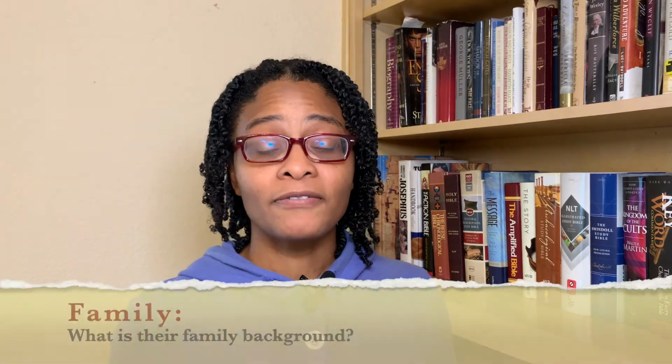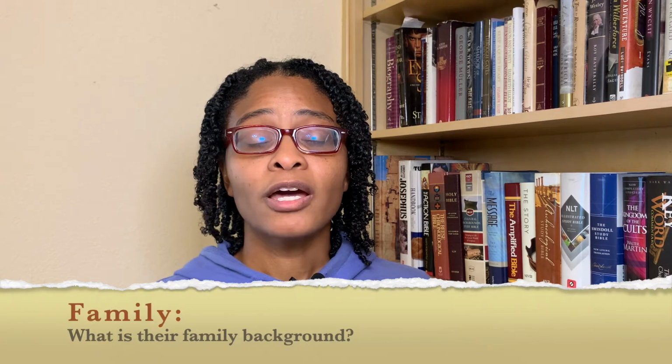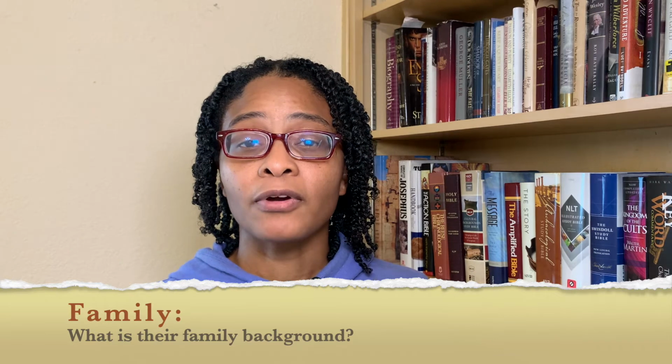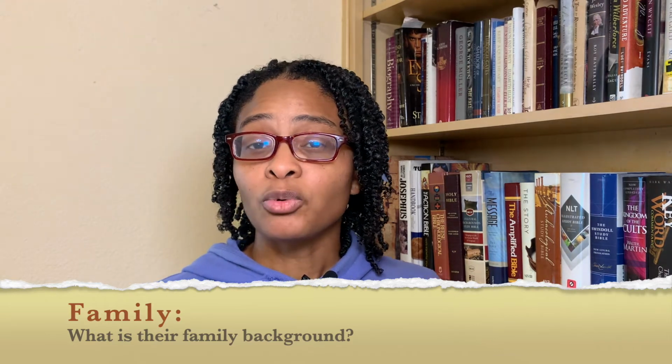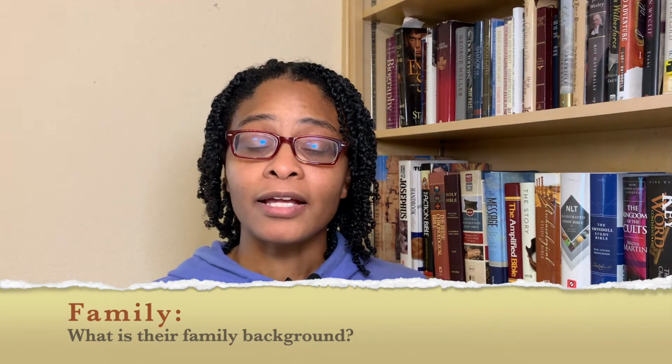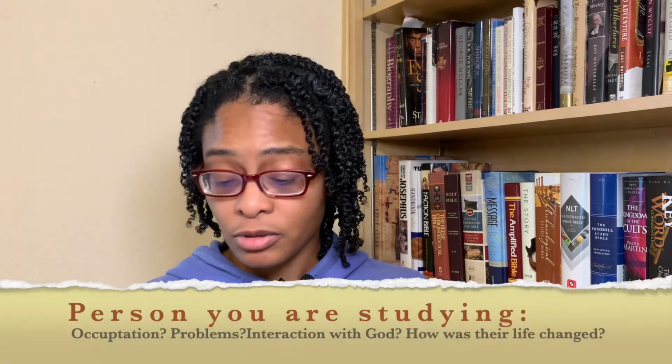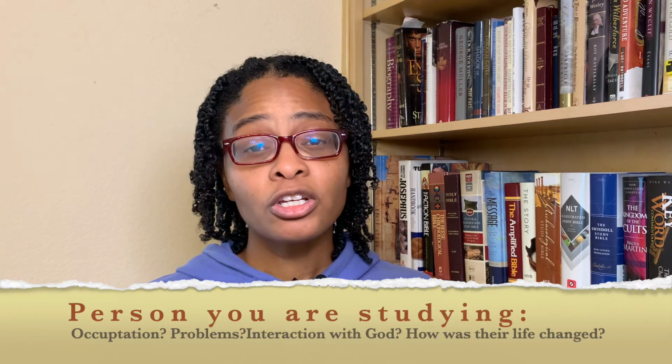Next would be family. So you want to try to figure out or read about the person's family background. Where did they come from? Who was their family during the time of the story? How did they interact? And what happened to their family within the story? Next, you have the person. So the things you want to ask: where did this person live?